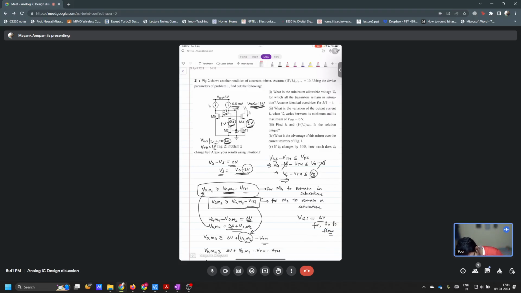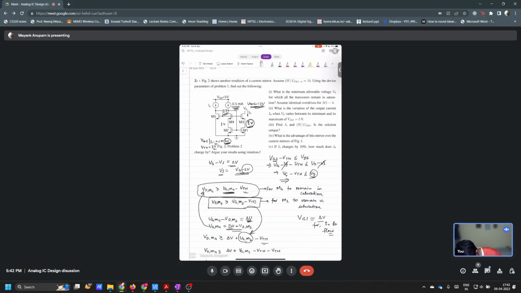But when you start decreasing the gate of M4, what will happen? The source will also start to go down, correct? And you will see that M2 starts going out of saturation. Earlier that was not the case. When these two were diode connected individually, you can clearly see that M4 and M2 can never go out of saturation, right? But now that is not the case.